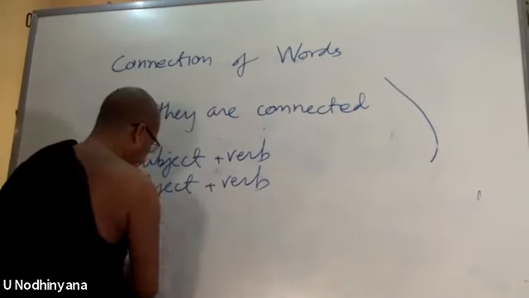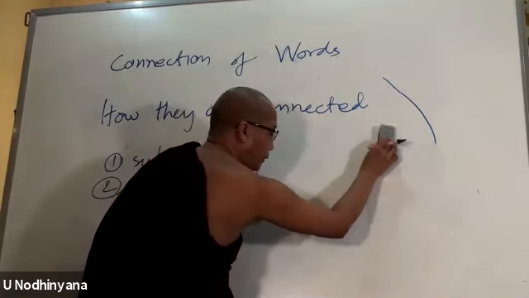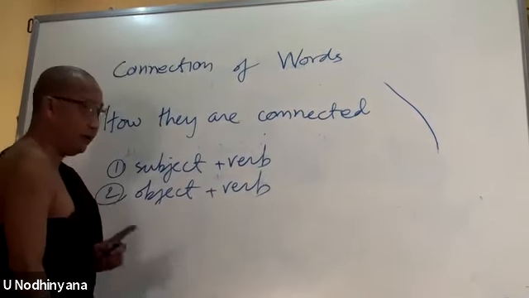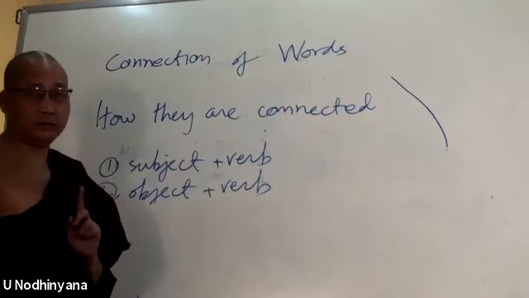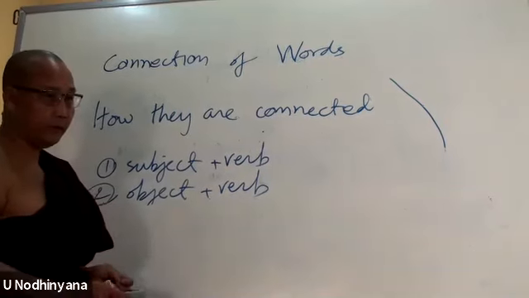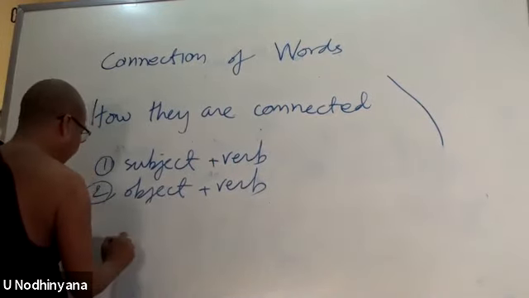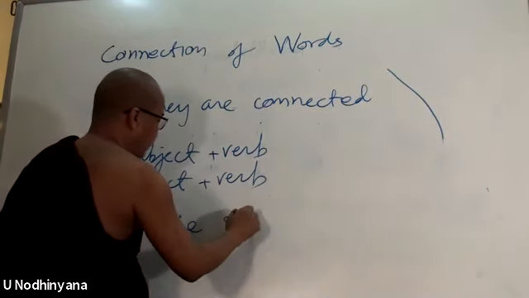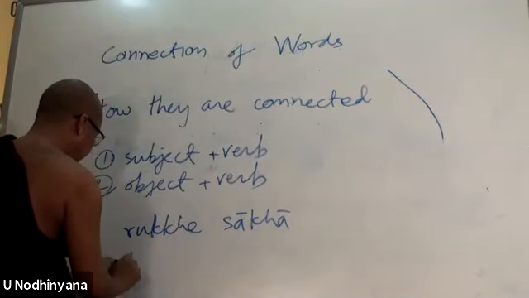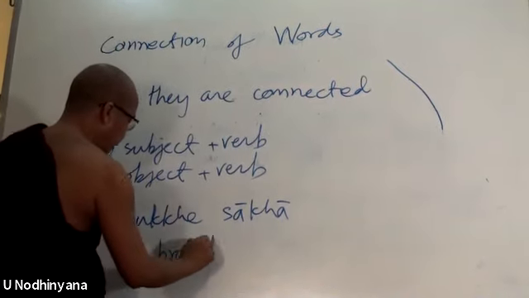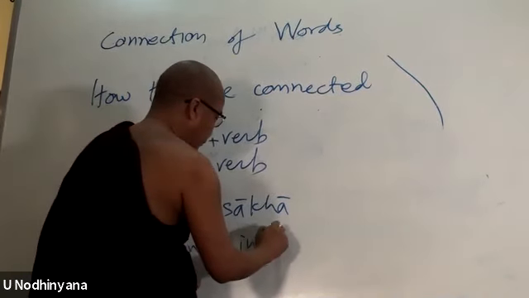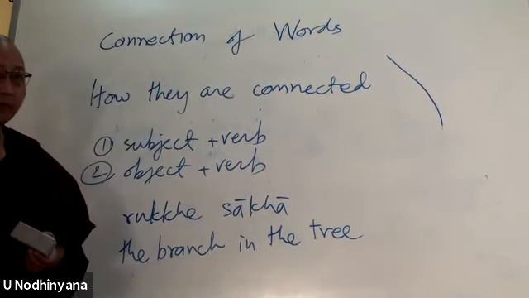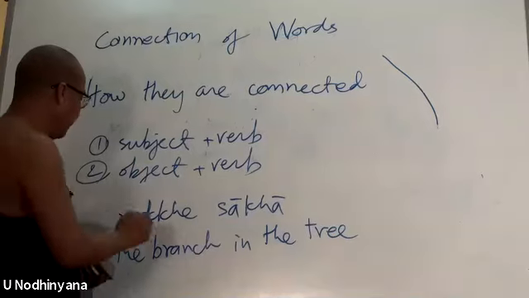There are many ways the words are connected to each other. Sometimes subject is connected to the verb. Sometimes also, for example, a branch in the tree. Branch in the tree.